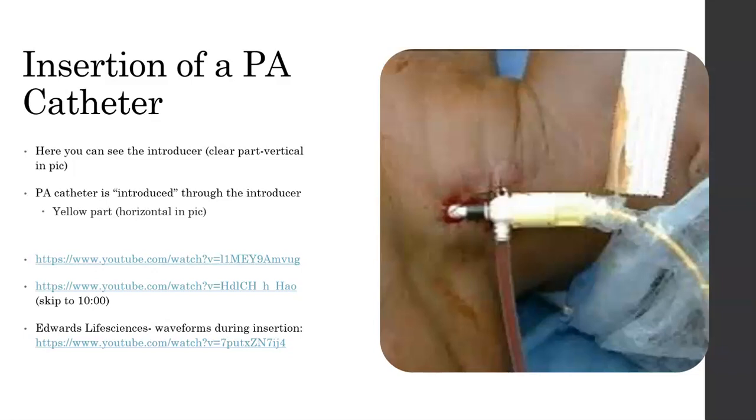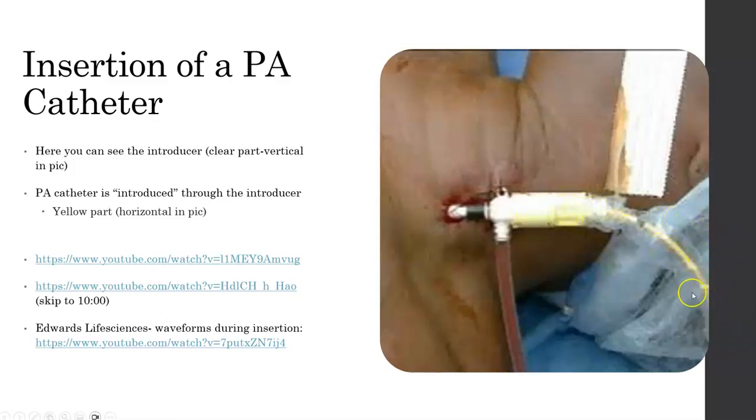Alright, so to insert it, there are several videos listed here. Basically, there's an introducer. It's a clear little piece. So right here, I know the pic is super blurry, but then that PA catheter is introduced through the introducer, which is the yellow part or the horizontal piece right here in this picture.